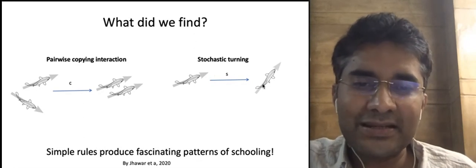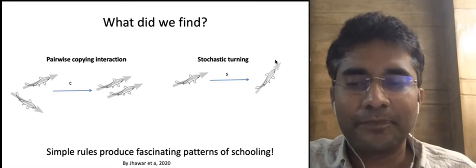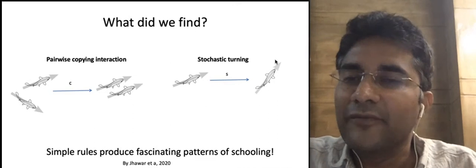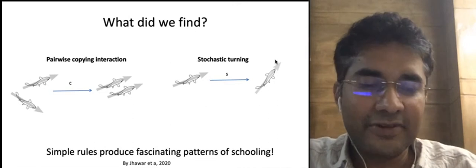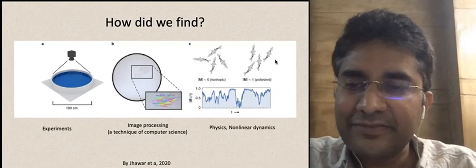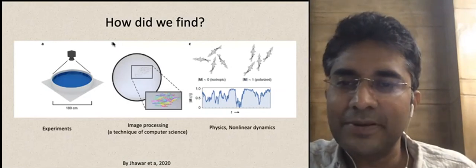A fish going in a given direction turns in one of the random directions possible. Now, if we put these two simple interactions together, we showed that we can explain all the observed behaviors of dynamics of group schooling. How did we find this? We did experiments using a simple tank and a video camera setup.